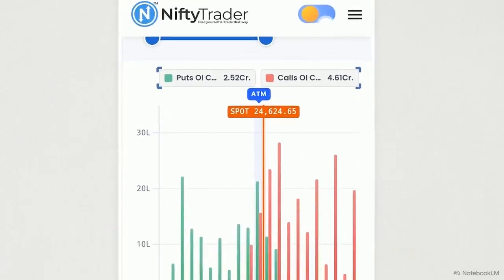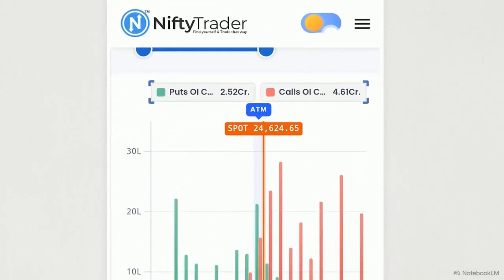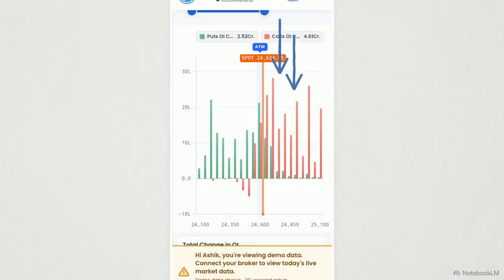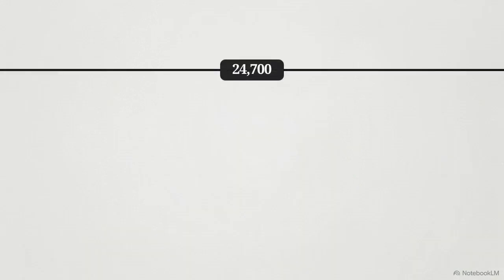The aggregate data shows a massive macro imbalance: 2.52 crore puts against a staggering 4.61 crore calls. This nearly 2-to-1 ratio creates a massive structural overhead bias, often referred to as a call wall. The heavy resistance is concentrated in the red bars at the 24,700 and 24,800 strikes. These levels act as a concrete ceiling, defended by market makers to prevent the index from moving higher.